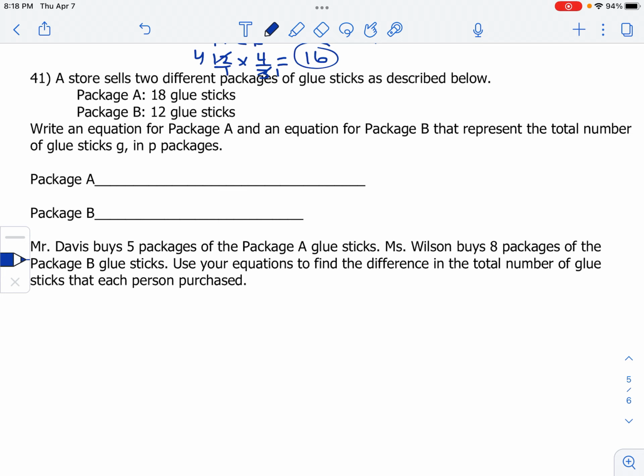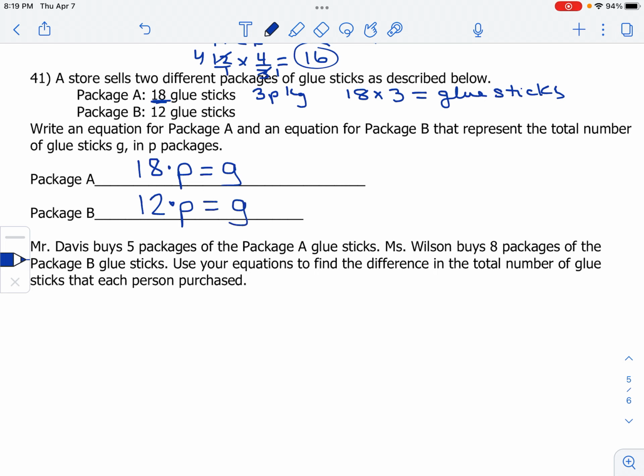If I buy 3 packages, I'm going to have to triple the amount of glue sticks, 18 times 3, to give the total number of glue sticks. So it looks like for package A, we can say 18 times P packages will equal G, the total number of glue sticks. Using that same thinking for package B, we would do 12 times the number of packages. That would equal the total number of glue sticks.